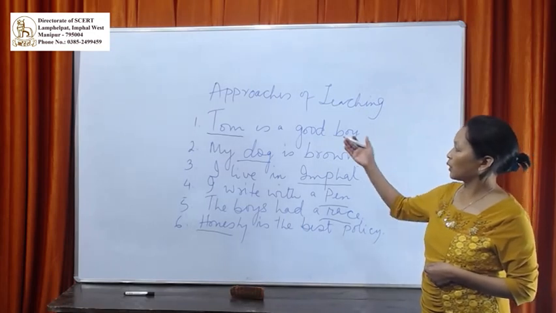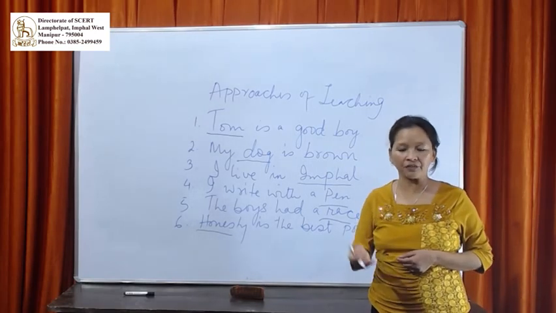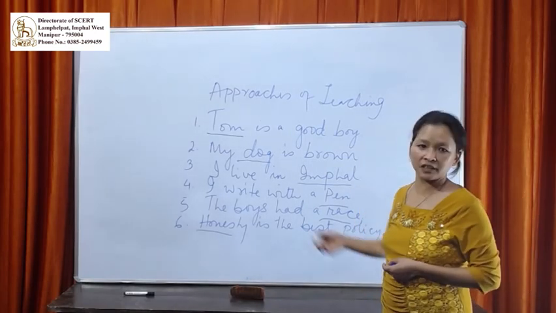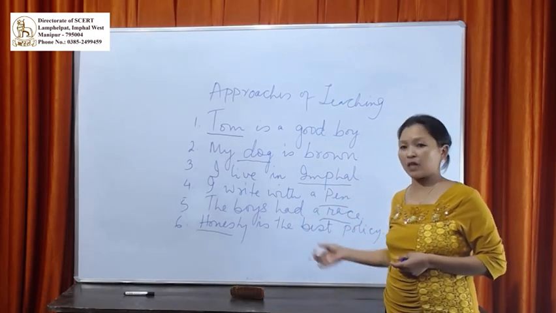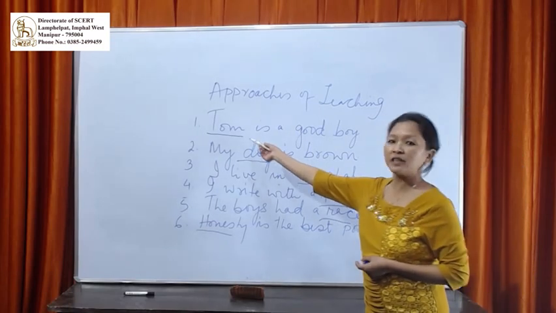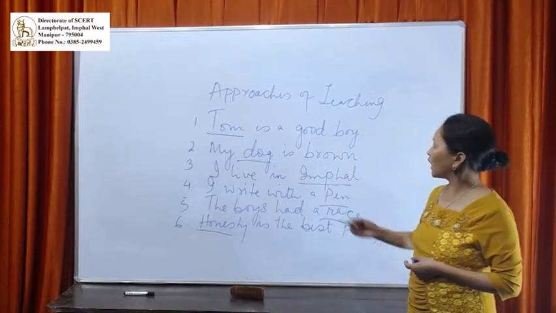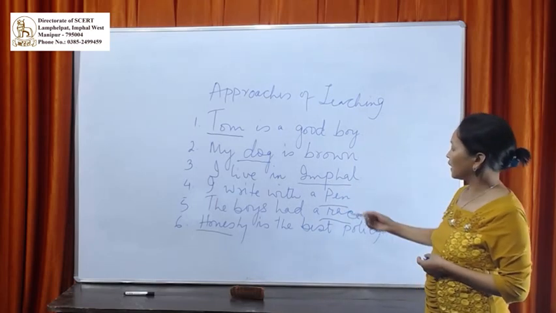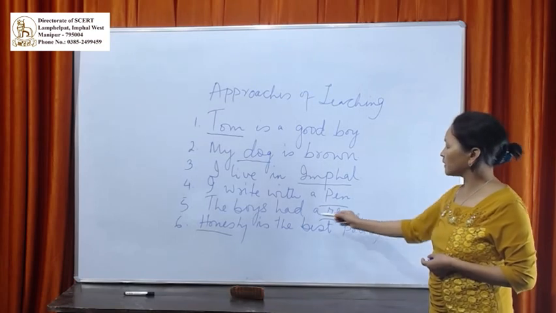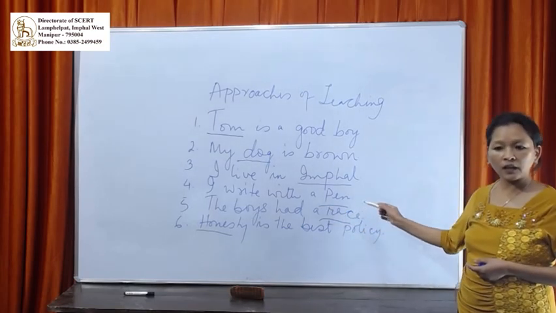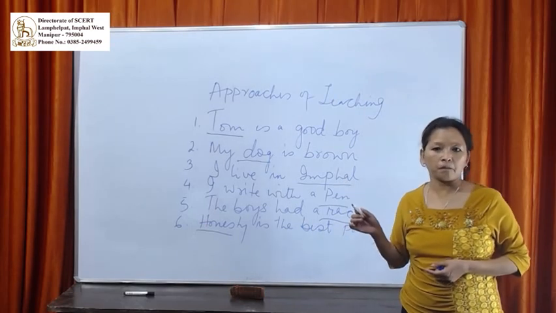So, looking at these sentences, how can we derive a theory of noun? How can we describe what a noun is through this? Tom is the name of a person. Dog is the name of an animal. Imphal is the name of a place. And pen is a thing, something to write with. Then, the boys had a race is an action.